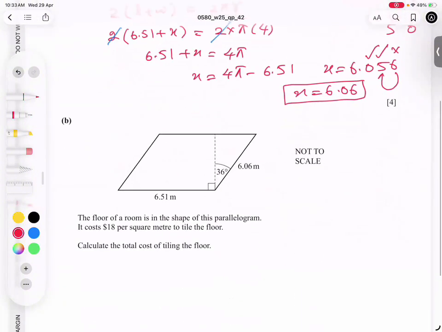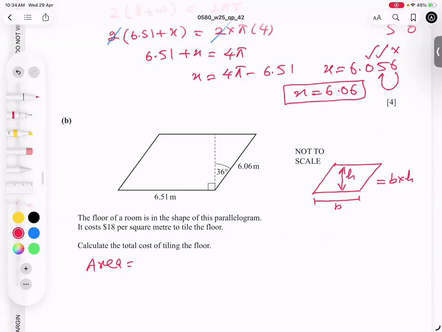He's saying the total cost of the tiling. So the floor of the room is the shape of a parallelogram, and a cost of 18 per square meter is given. And we need to find the total cost. But first of all, we need to find the area. How to get the area of the parallelogram? We have 2 formulas, students, for a parallelogram. It depends upon the parameters. This is called base and this is called height. So what is the area in this option?